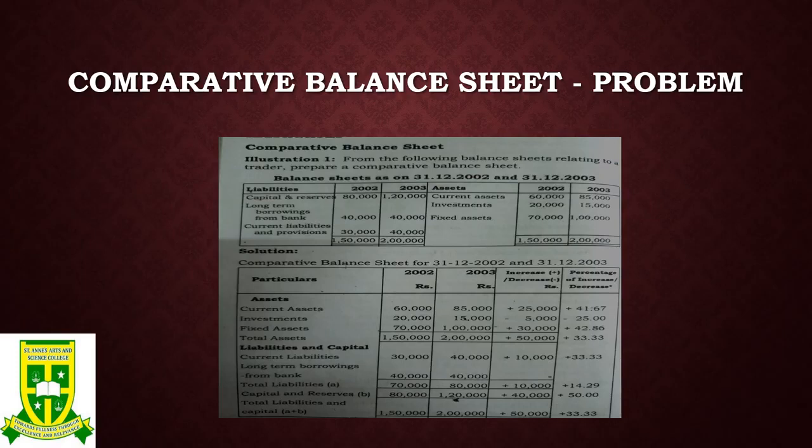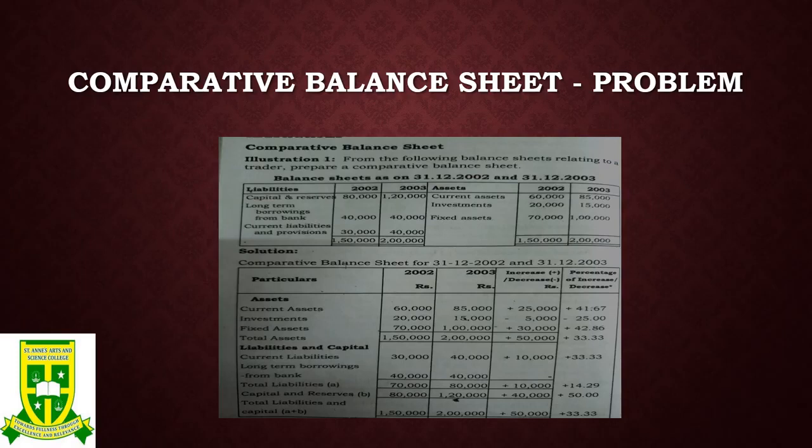And next we are moving on to the liabilities and capital. Under liabilities and capital, the first one is current liabilities, 30,000 and 40,000. It has been increased by 10,000. So plus 10,000, while calculating the percentage, 10,000 divided by 30,000, you will be getting 33.33. So you will be calculating as 10,000 divided by 30,000 into 100. You will be getting this value.